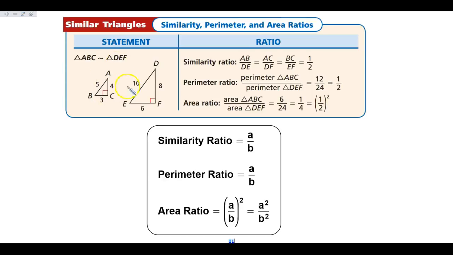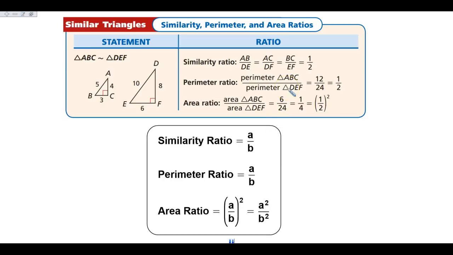All right, then I'm going to do my area. Remember, area is 1/2 base times height for a triangle. So I'm going to do 1/2 times 3 times 4, which is going to give me 6. And over here, I'm going to do 1/2 times 6 times 8 to give me 24. So 6 over 24 is 1/4, which is the same thing as saying 1/2 squared.